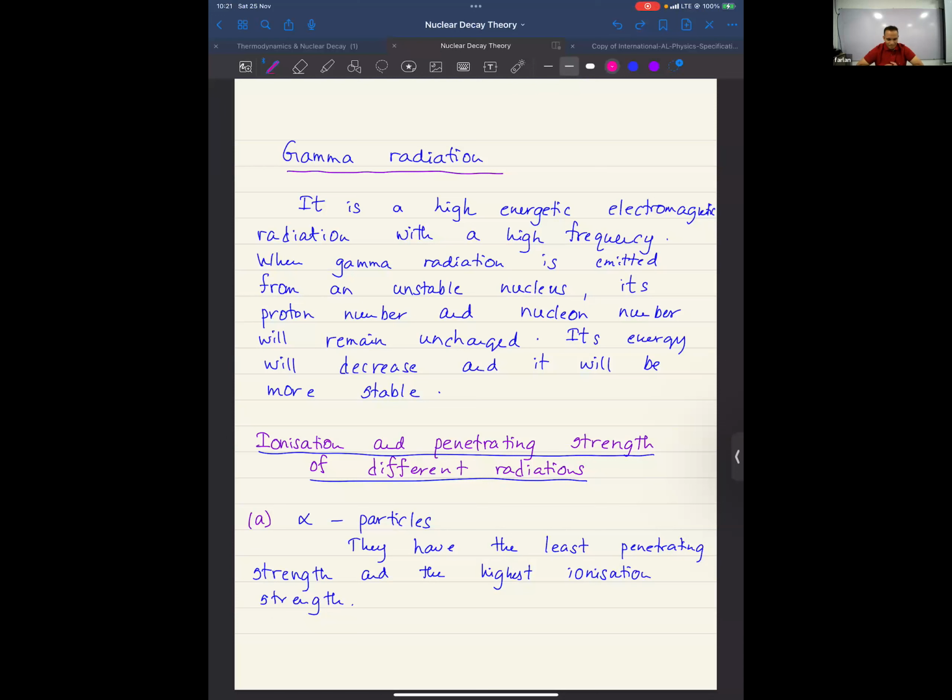They have the least penetrating strength and the highest ionization strength.